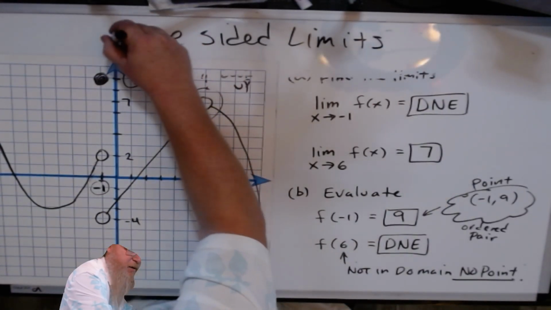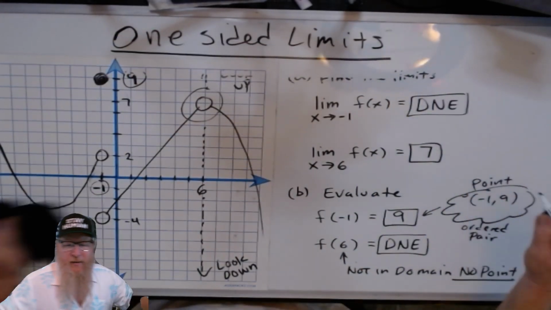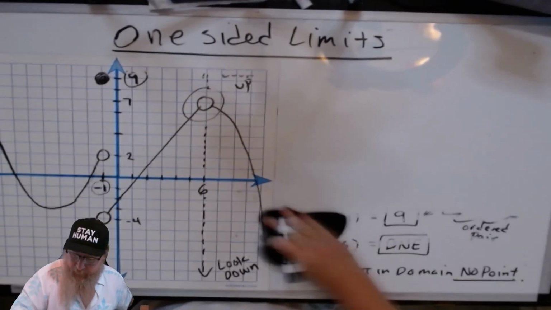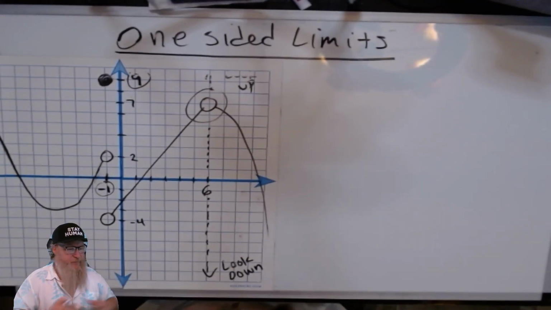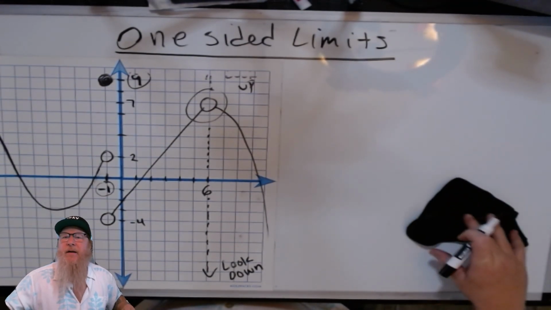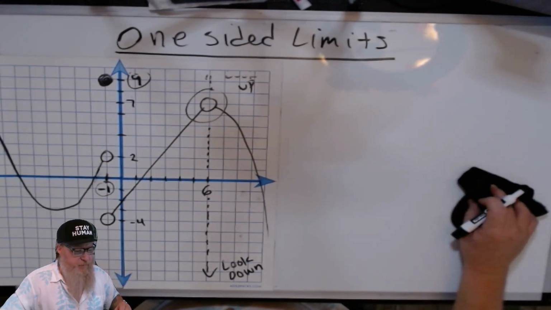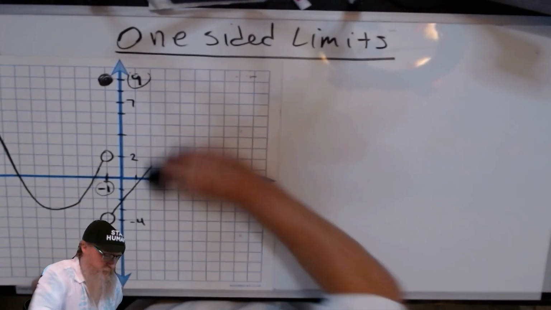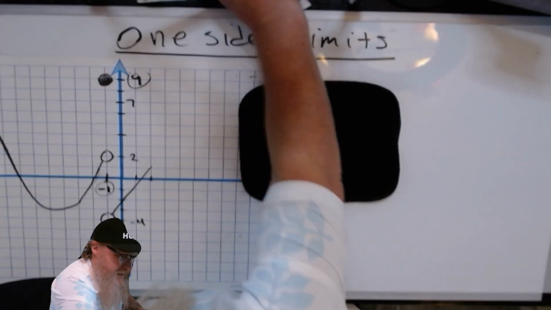So that's where we're going next. One-sided limits. I'll just leave this up here. So we don't really need this anymore. So we're going to focus right here.